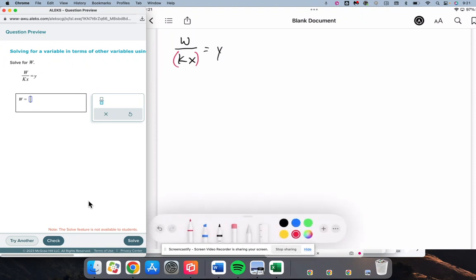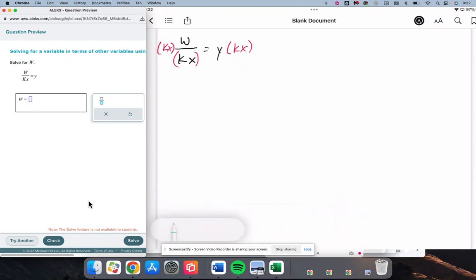So the w is being divided by the k and the x. So what we're going to do is multiply both sides by kx. On the left, the kx that we're multiplying by is going to divide out evenly, or some people like to use the word cancel. I don't like the word cancel. It's going to divide evenly with the kx in the denominator. And that's going to leave us with w equals y times k times x.